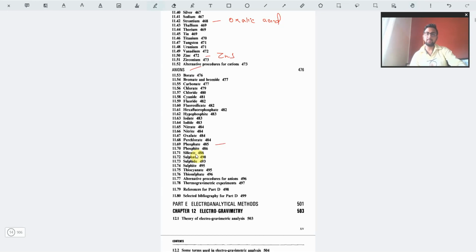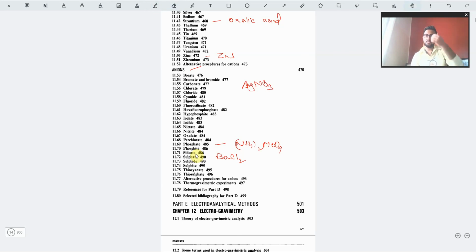Let us say phosphate is precipitated using ammonium molybdate, (NH4)2MoO4. So phosphate is precipitated in that way. Sulfate is precipitated using BaCl2, because BaSO4 is formed. Then we have fluoride, which is precipitated from some other reagent. Then we have bromate and bromide, which are precipitated by AgNO3, AgCl. I'm sorry, not AgCl4, AgNO3.